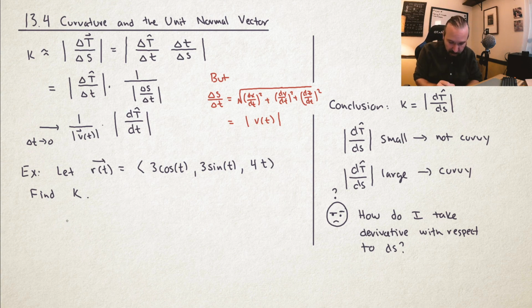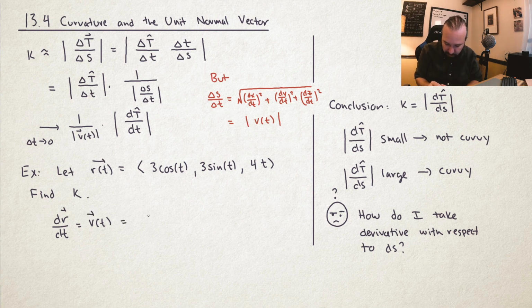So this is the formula I'm trying to use: 1 over the magnitude of v times dT/dt. So first let's find dr/dt. So this is v of t.